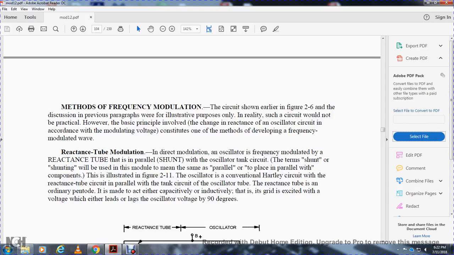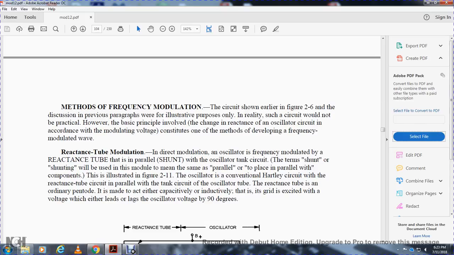Reactance tube modulation. Direct modulation of the oscillator is frequency modulated with the reactance tube. This is in parallel, or shunt, with the oscillator tank circuit. The term shunt or shunting will be used to mean the same as parallel, or to be placed in parallel with the components. This is illustrated in Figure 2.11.